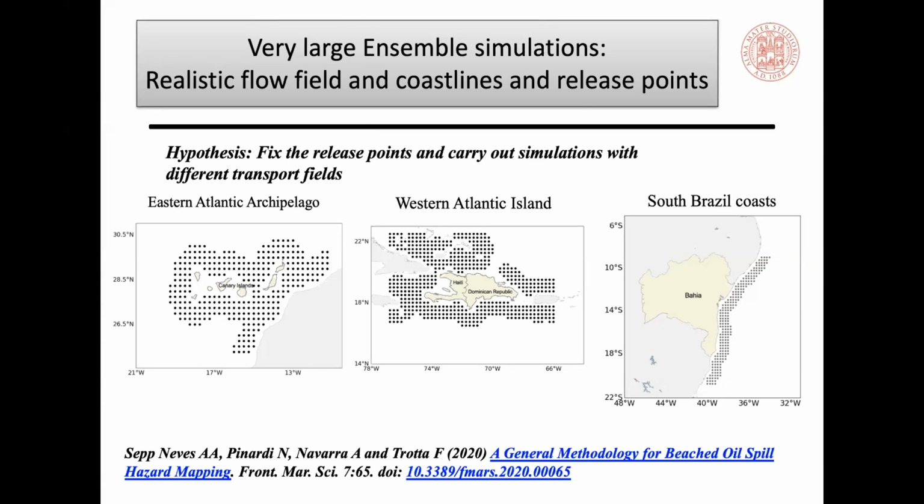And we did it for very, very different coastlines. We wanted to see: is it the coastline that determines the hazard of getting oil on the coast, or is it the flow field? These are the three: South Brazil, Western Atlantic, and Eastern Atlantic. And we ran several 100,000 simulations with different realizations of the flow field. And what happened is, next, please.